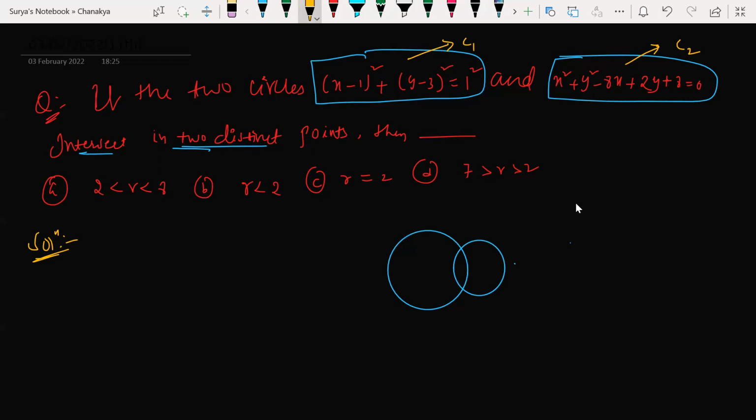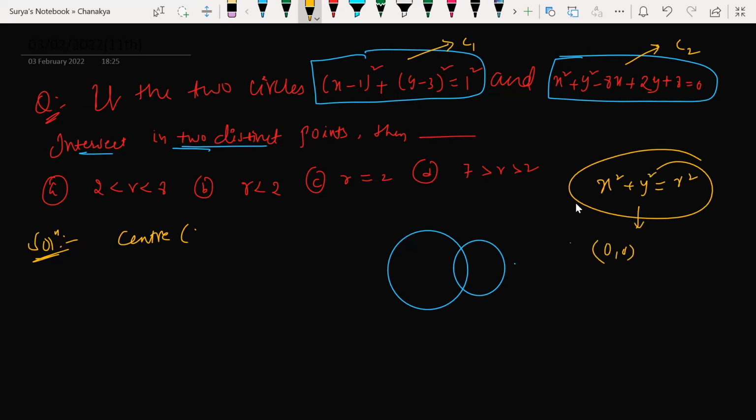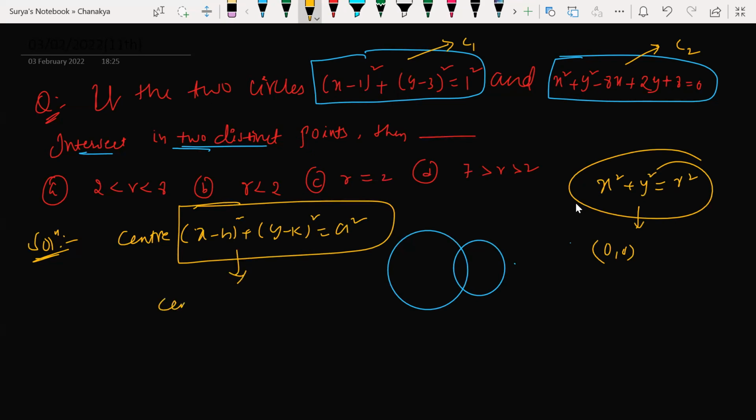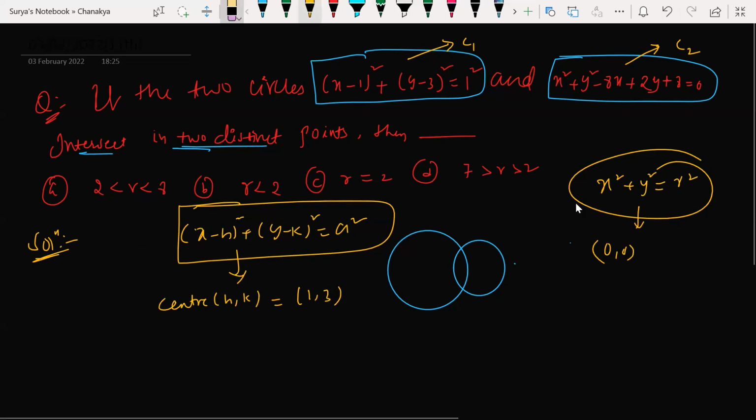What is the center of the first circle? 0, 0? No, no, no. Look, it cannot be 0, 0. How come 0, 0? If at all my circle is x square plus y square is equal to r square, basically the center of this circle is going to be 0, 0. Correct? But the given circle is in the form (x minus h) whole square plus (y minus k) whole square. Then the center is h comma k. Comparing with h comma k, the center is going to be 1 comma 3. Am I correct? Then how come you say it's 0 comma 0? No.